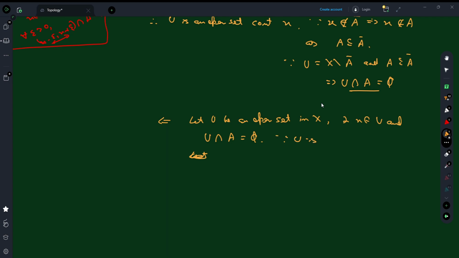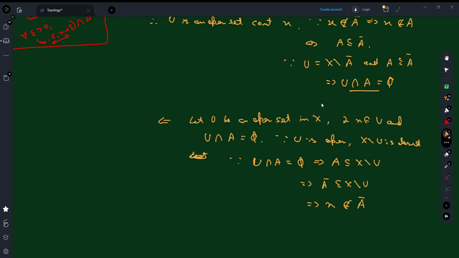Since U is open, X minus U is closed. Since U intersection A is empty, that implies A must be completely contained in the complement of U. But that means the closure of A is contained in the complement of U. Why? Because the closure of A is by definition the smallest closed set which contains A. So that implies x is not in the closure of A, as x was in U. So x cannot be in the closure of A. So that's the end of it.